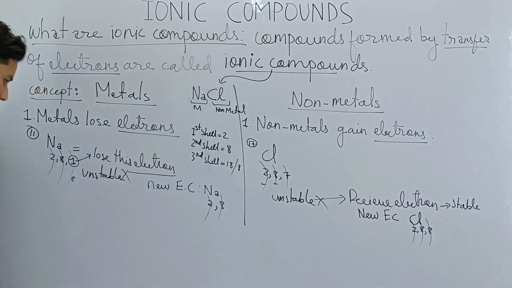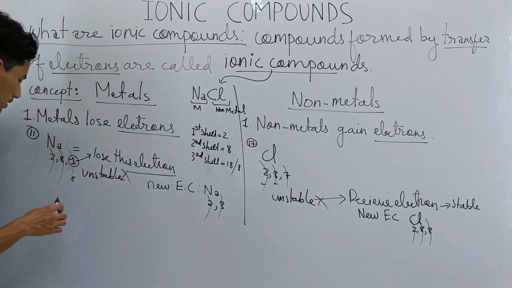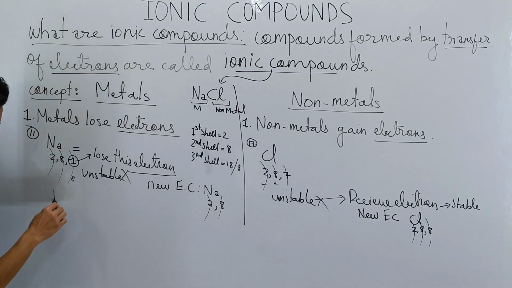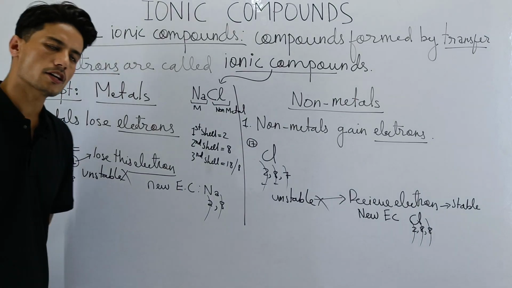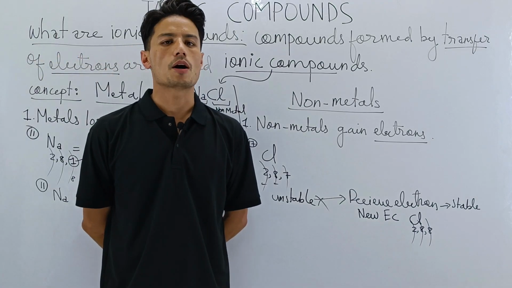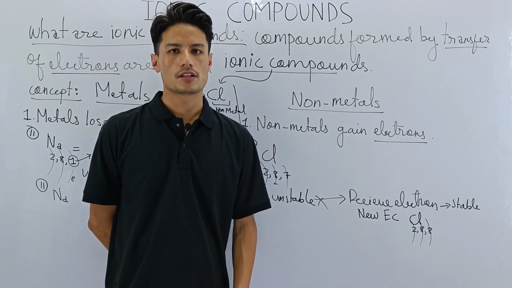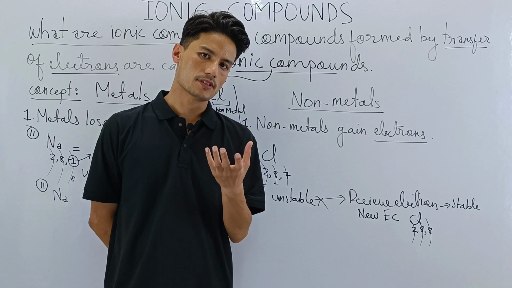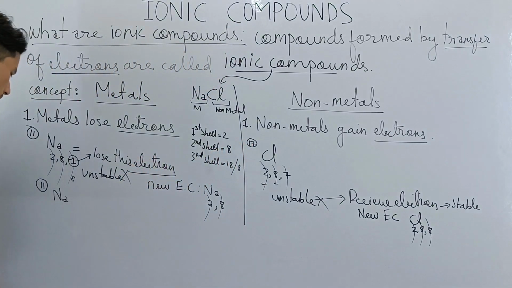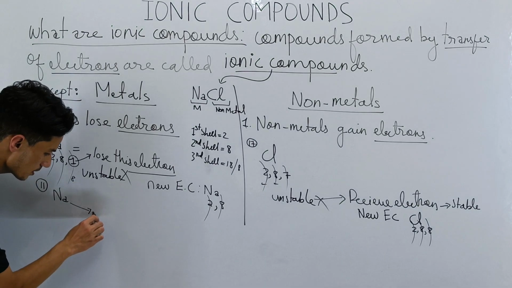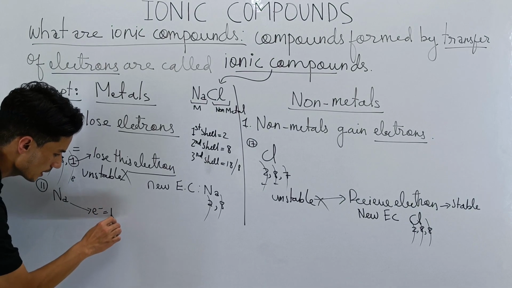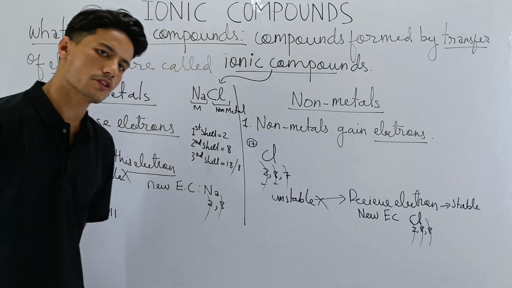Now, one more thing. See, sodium's atomic number is 11. If I ask you this question, class, how many electrons does sodium have? What is your answer? 11 electrons. So sodium has 11 electrons.